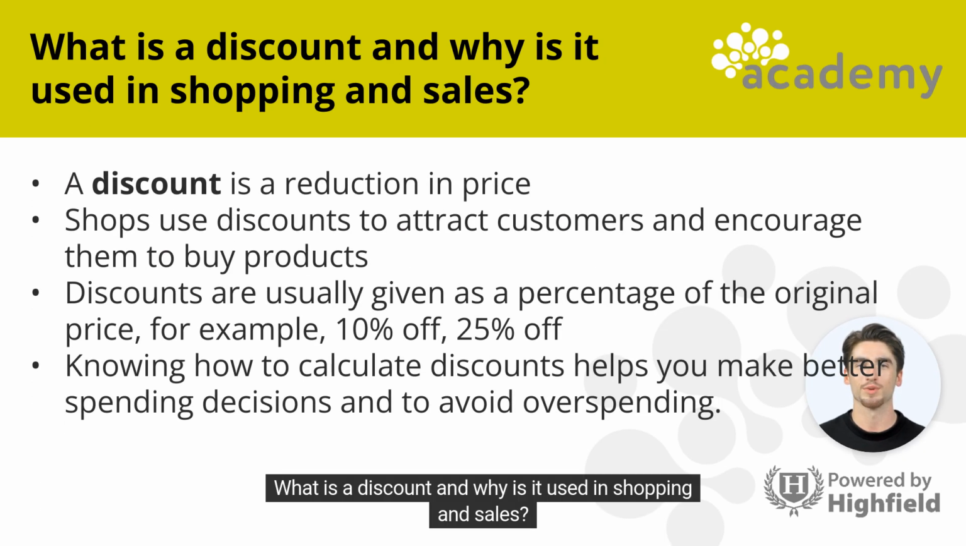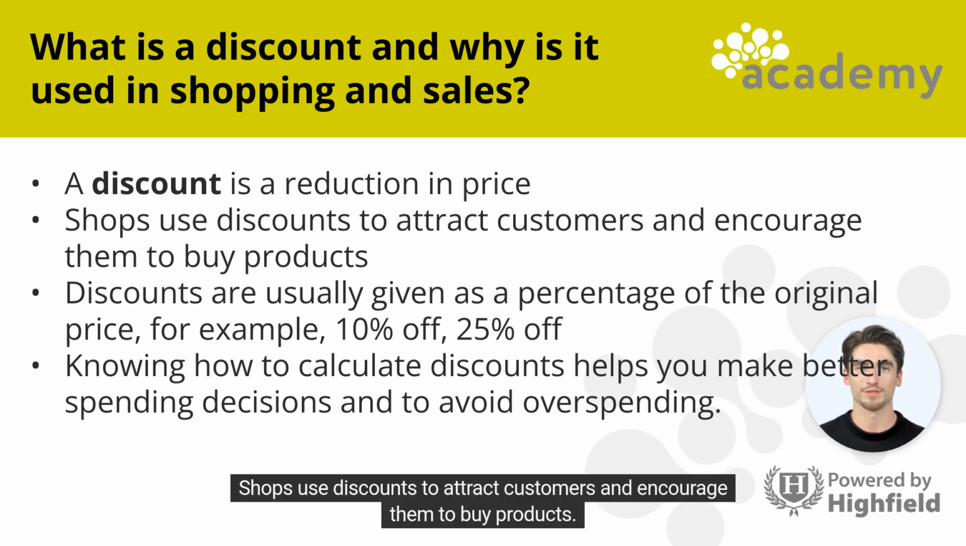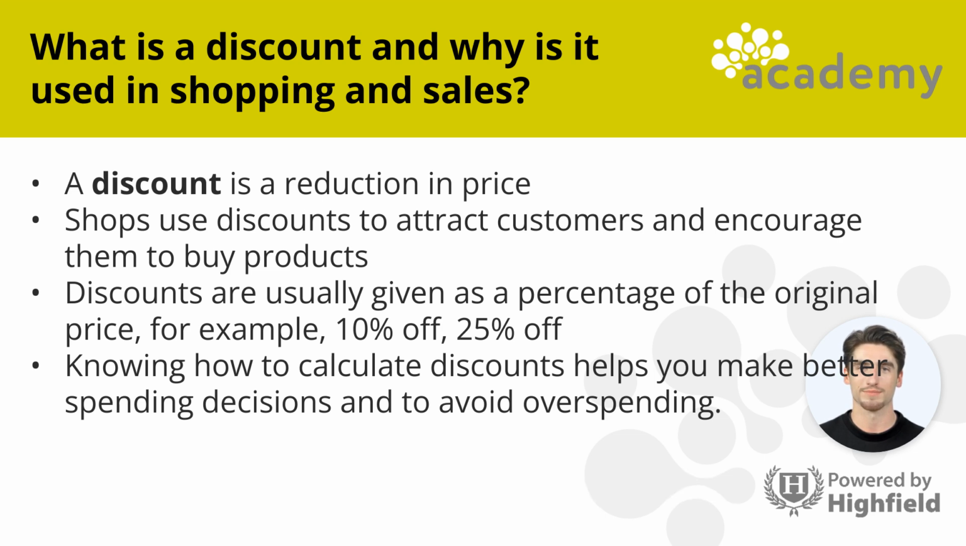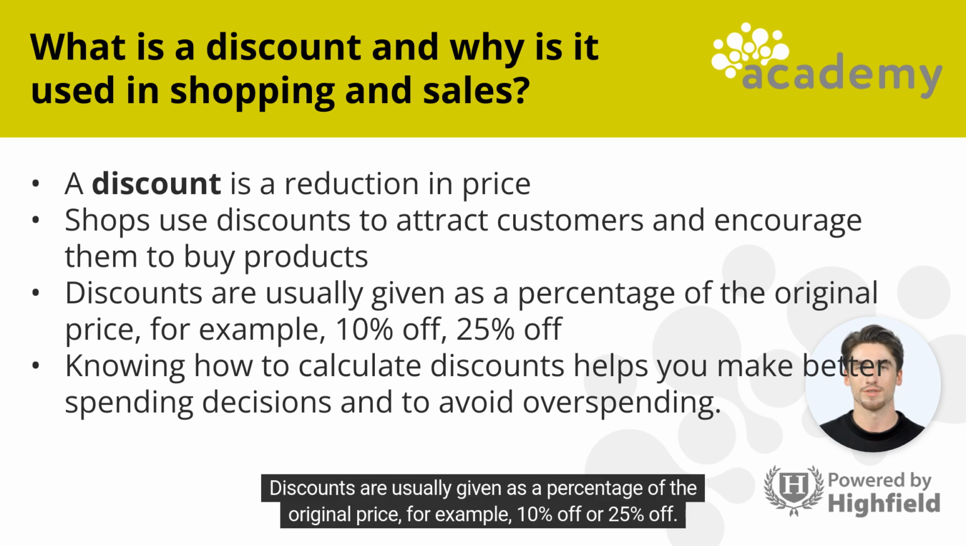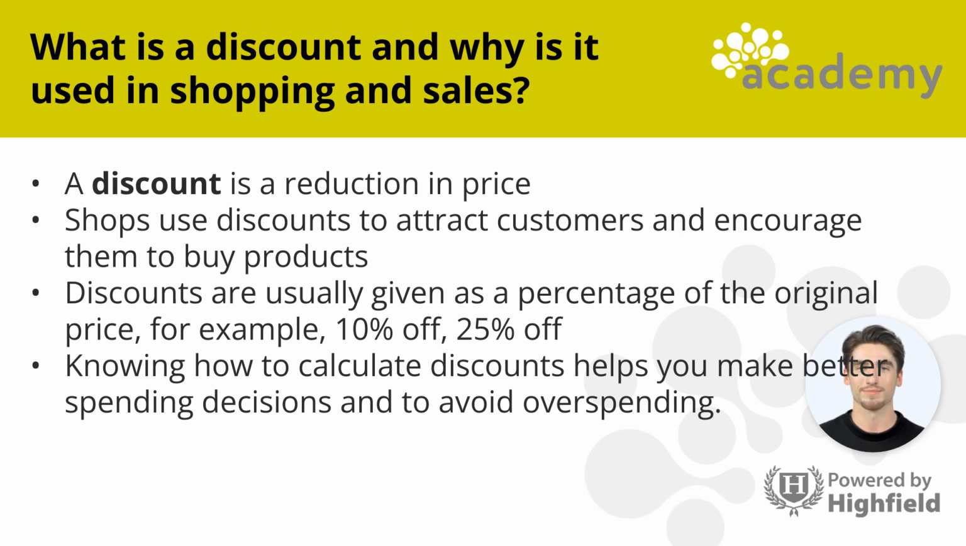What is a discount and why is it used in shopping and sales? A discount is a reduction in price. Shops use discounts to attract customers and encourage them to buy products. Discounts are usually given as a percentage of the original price, for example, 10% off or 25% off. Knowing how to calculate discounts helps you make better spending decisions and to avoid overspending.